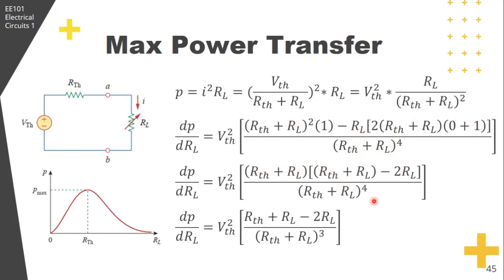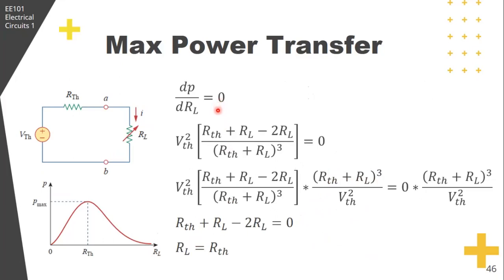Then the remaining RTH plus RL minus 2RL, and the denominator becomes RTH plus RL cubed, with VTH squared. Okay, that simplifies. So now we have the expression for the derivative of the power with respect to RL, and we have to equate that to 0 to get its maximum. We set that equal to 0.